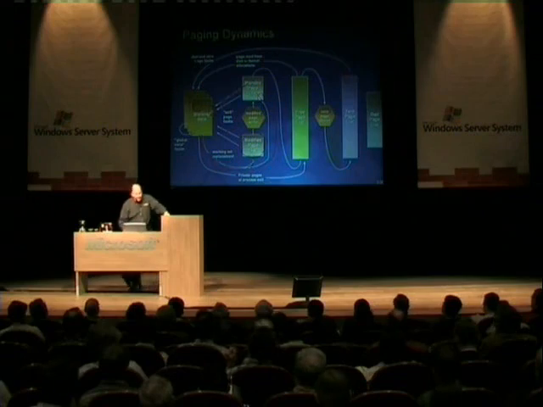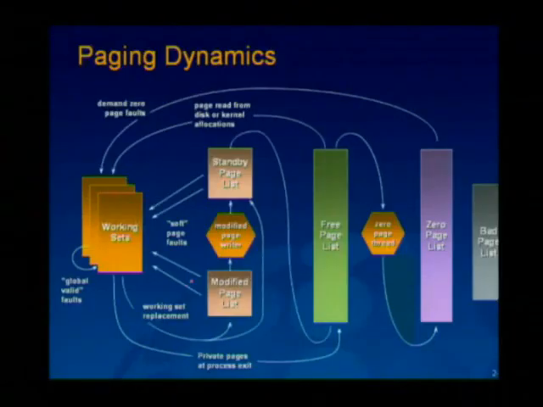The modified list, however, although it's also file cache, is different than the standby list because this is data that has not been saved to disk yet. The standby list is a copy of data that's already on the disk. For example, the PowerPoint file that I read but didn't change. So it's the modified list that gets written to the paging file. That's what goes to the paging file. Anything that goes to the modified list.